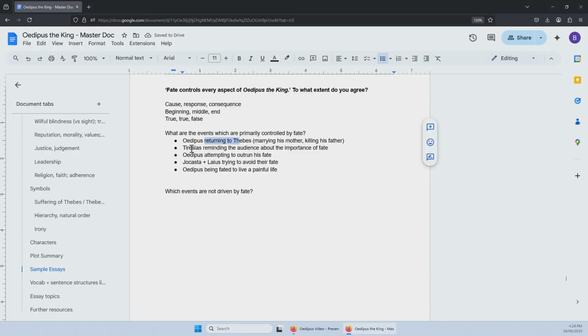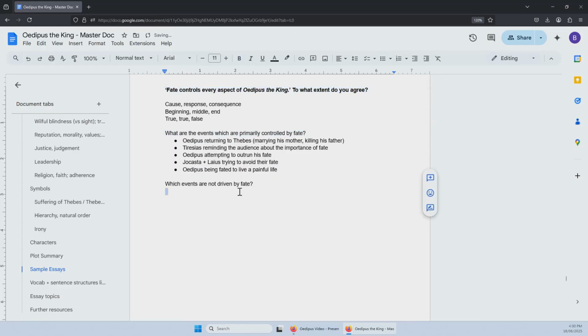So Oedipus returning to Thebes, maybe some quotes from Tiresias about the inevitability of fate, Oedipus attempting to outrun his fate before returning to Thebes and unwittingly fulfilling everything he didn't want to do, Jocasta and Laius trying to avoid their fates as well by trying to get rid of their baby, and then Oedipus being fated to live a painful life. So these are all core events which feel primarily controlled by fate, so times that we agree with the topic. Okay, when do we disagree?